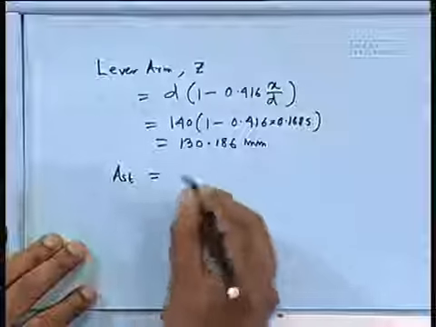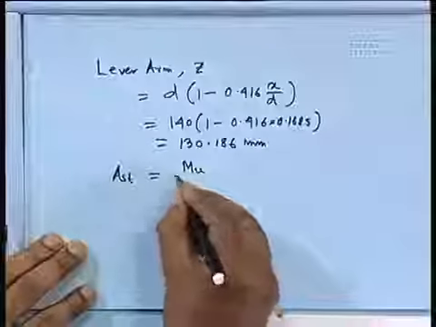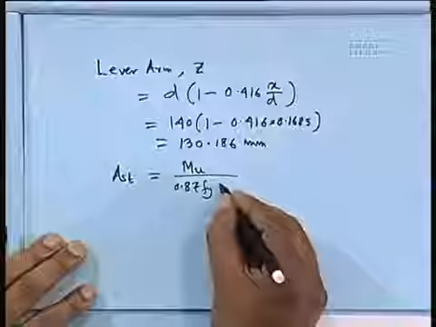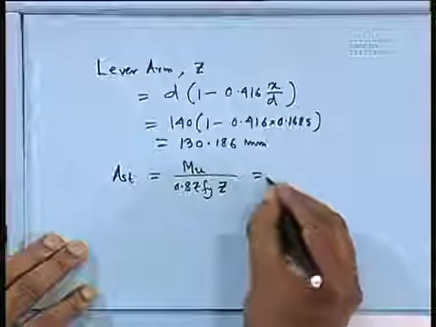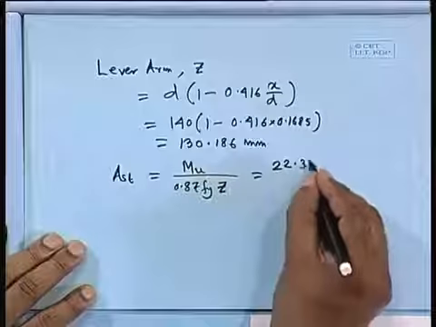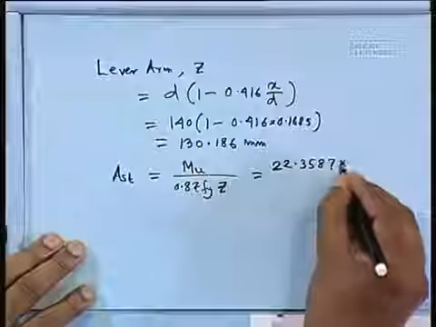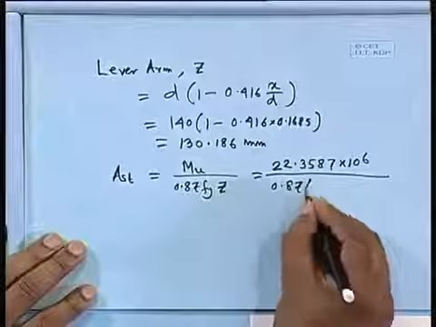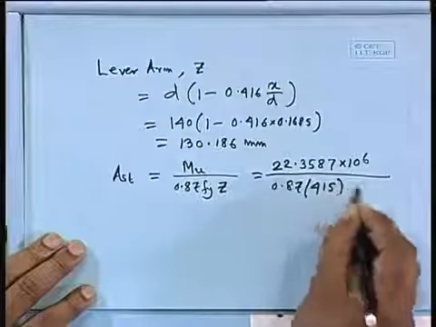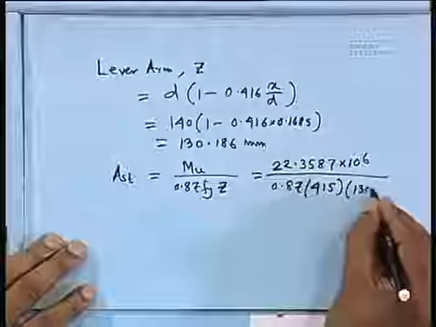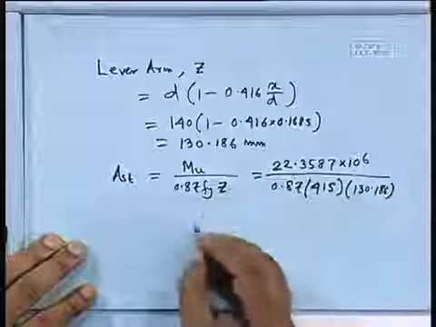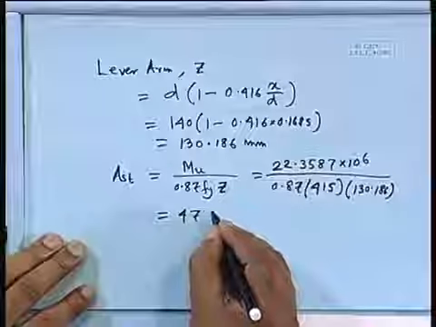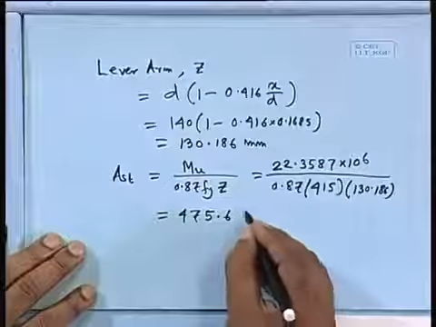What about the area of steel? Area of steel equals Mu divided by 0.87 Fy times Z, which equals 22.3587 times 10 to the power 6 divided by 0.87 times Fe415 times 130.186, which comes as 475.6 millimeter square.